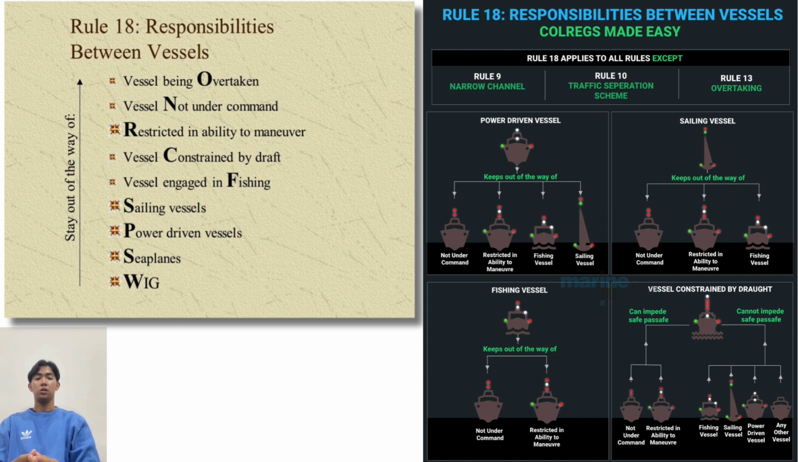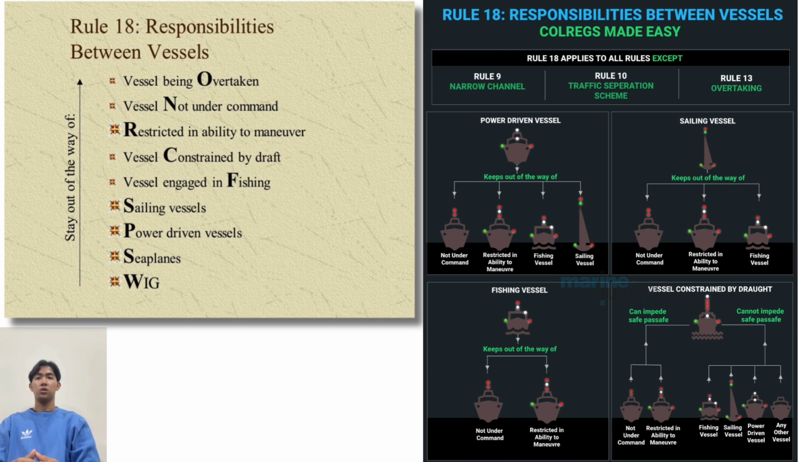Number 3 is maintaining safe distance. Vessels should maintain a safe distance from other vessels to minimize the risk of collision. This distance depends on factors such as speed, visibility, and maneuvering capabilities. Number 4, early and substantial action. When necessary, vessels should take early and substantial action to avoid collision. This may involve altering course, reducing speed, or stopping altogether.